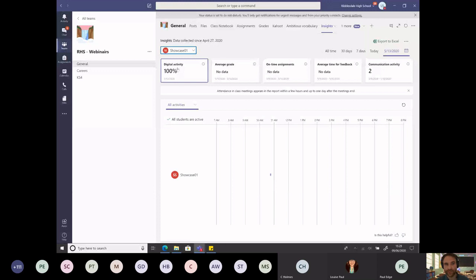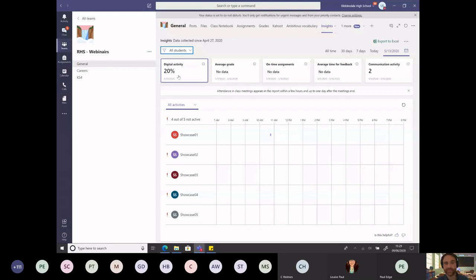And let's say, for example, your whole class has only got 20% digital activity, it gives you as a teacher information, and then it allows you to make decisions on what you would do next. So I would certainly say that Insights is a valuable tool to be able to use. And I think that is really the end of my demonstration.